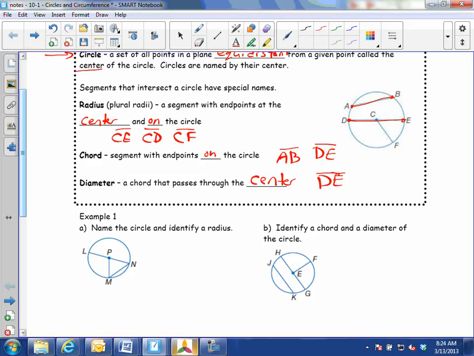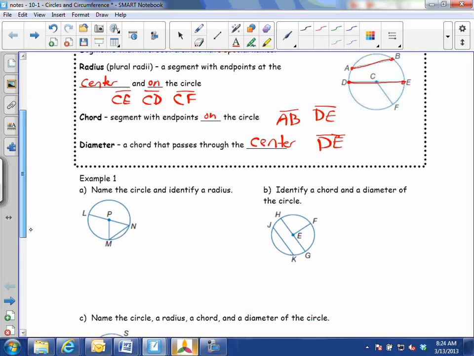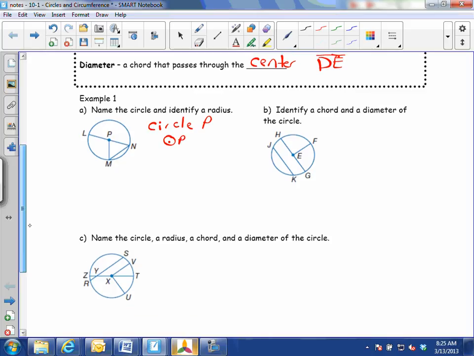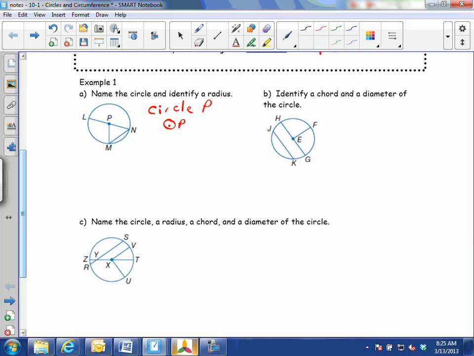Okay. So example 1 says, name a circle and identify a radius. So what would I name the circle? Circle B. Circle B. Is there a shorthand symbol for circle? Sometimes the book does a circle with a dot, and then you'll say the circle P. Sometimes the book does that. Okay, for the radius, which purple one to choose from?